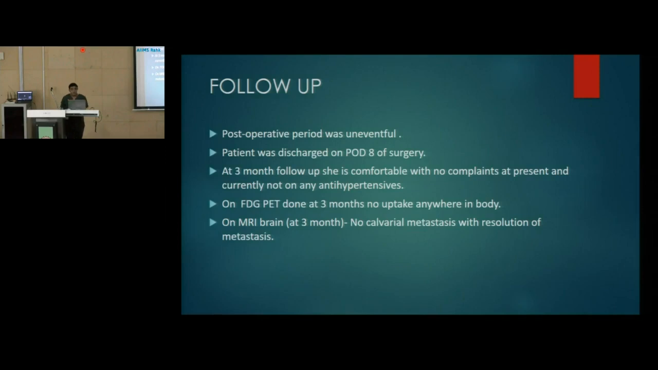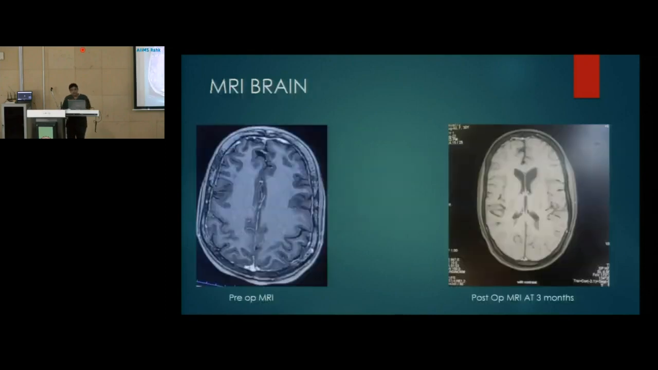Following which, we also did an MRI brain to see the status of the likely mets that were suggested in the pre-op period. It showed no calvarial metastasis now, with resolution of the likely metastasis. So this was the MRI brain. As we can see, there were enhancing areas in the parietal bone and bilateral diploic spaces, but in the post-op MRI at 3 months, there is no enhancing region present.